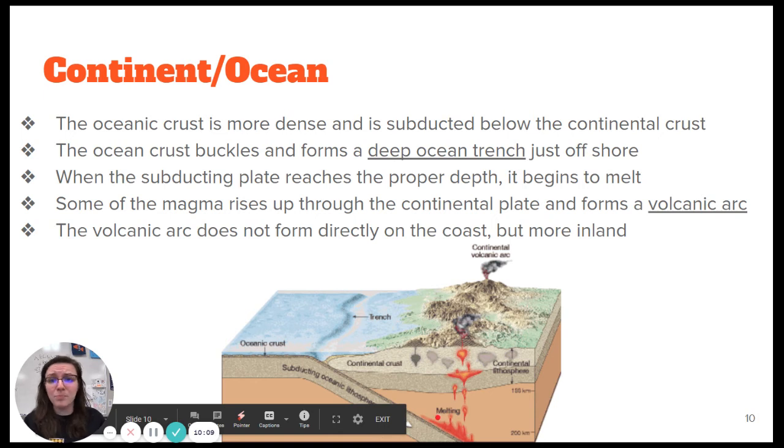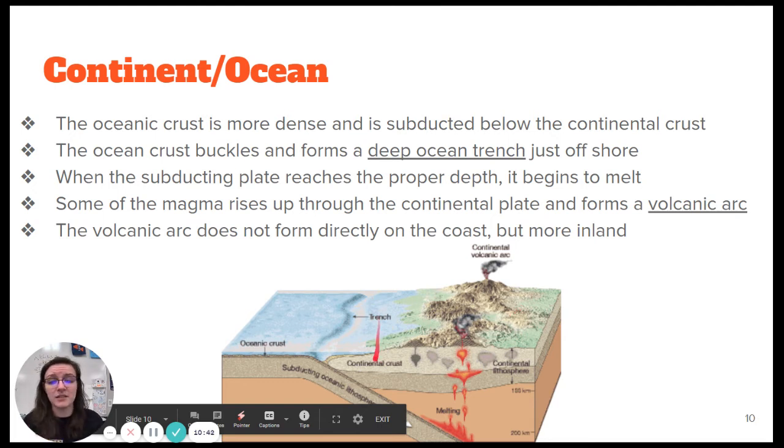Once it reaches a proper depth, once it gets hot enough, the ocean plate is going to start to melt, and some of the magma from that ocean plate will rise up and form volcanoes. Because this is moving kind of diagonally, as it melts, it is moving in and down. The volcanoes that rise up will not be directly on the coast or not directly on the boundary. The volcanoes are going to be to the side a little bit.